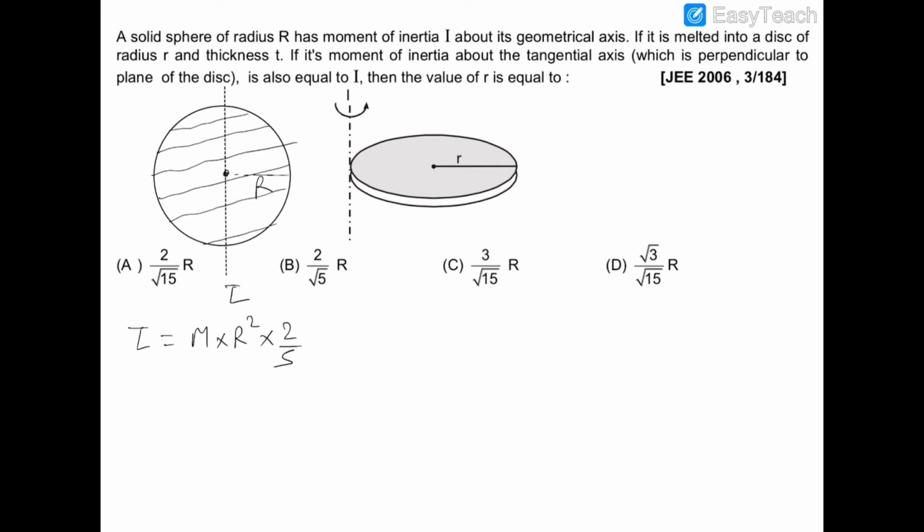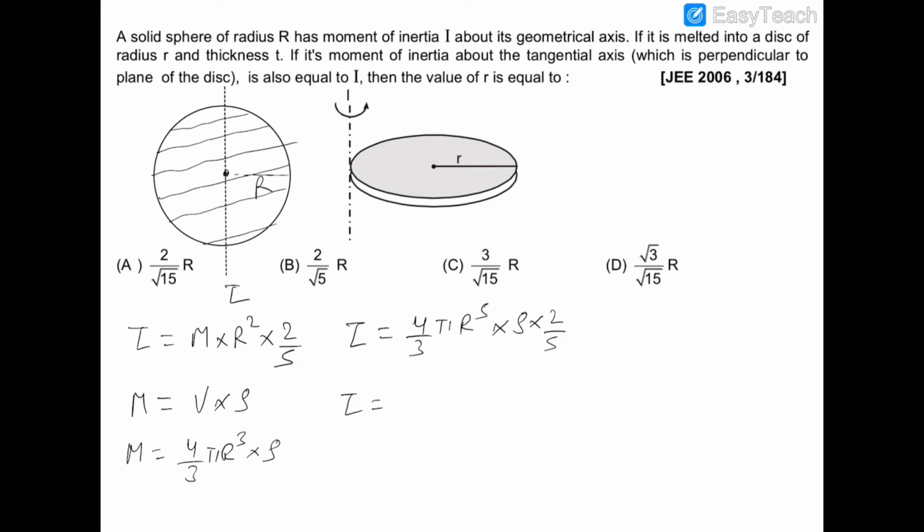Now the mass of this sphere is not given, but we can consider that the mass of this sphere would be its volume into density. So mass m would be 4 by 3 pi r cube into rho. So the moment of inertia I would be equal to 4 by 3 pi r to the power 5 into rho into 2 by 5. So I would be equal to 8 by 15 pi r to the power 5 into rho. This is the moment of inertia of this solid sphere.